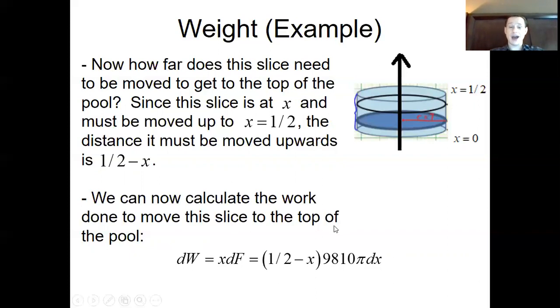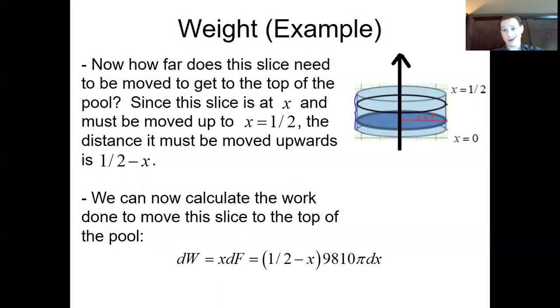Well, this slice moved a half minus our x in our coordinate system. There's our x, okay, a half minus x. The dF is 9,810 pi dx. Finally, we have conceptually built this thing up from a long chain to get what a little chunk of work is, which is what I'm after.